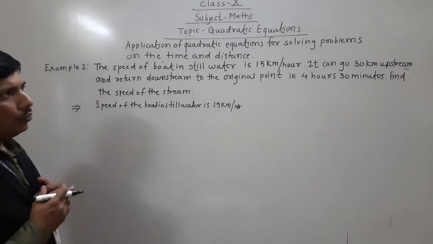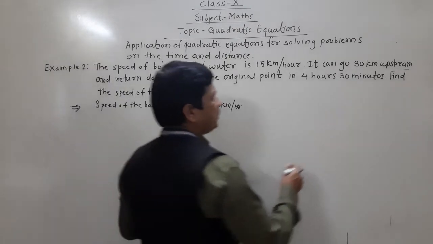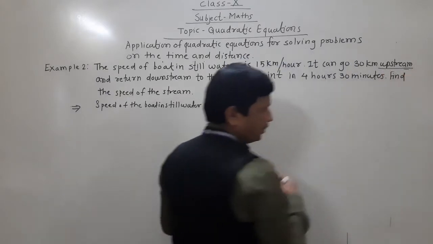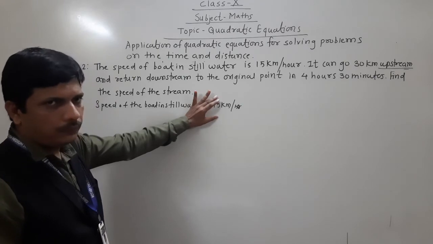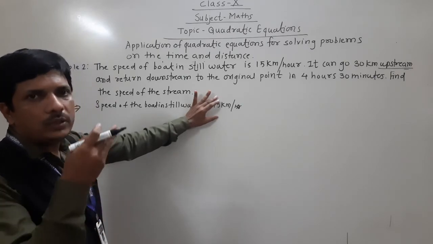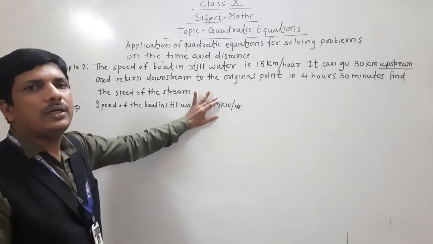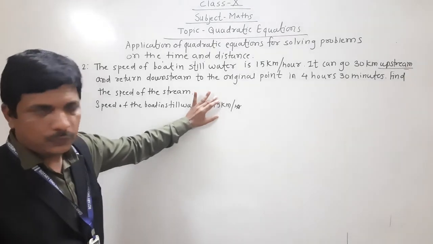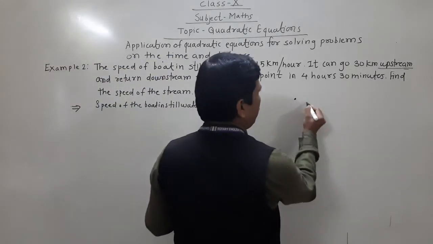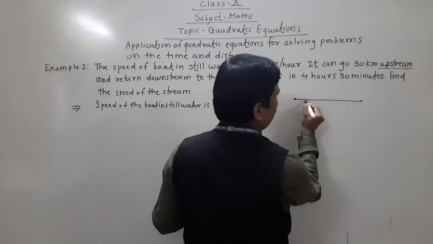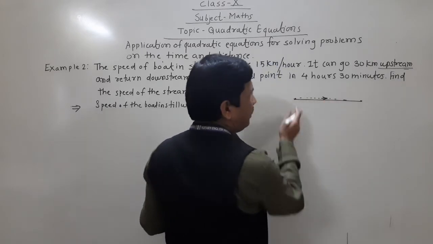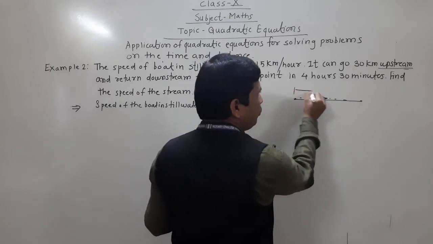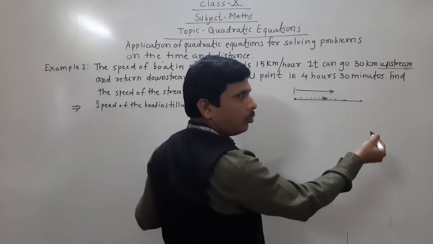Here we have studied about upstream and downstream. This is the speed of the boat. When the boat is in downstream, definitely its speed is going to increase. Suppose this is that point and this is the flow of water. Water is flowing this way.